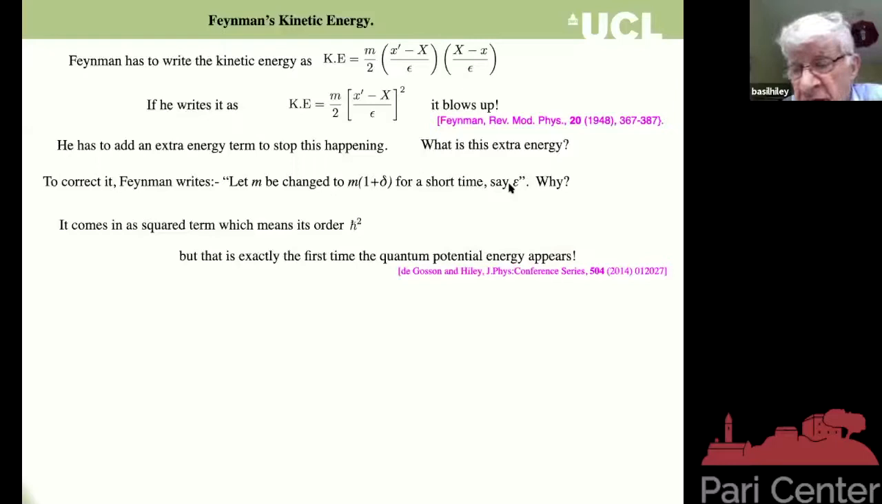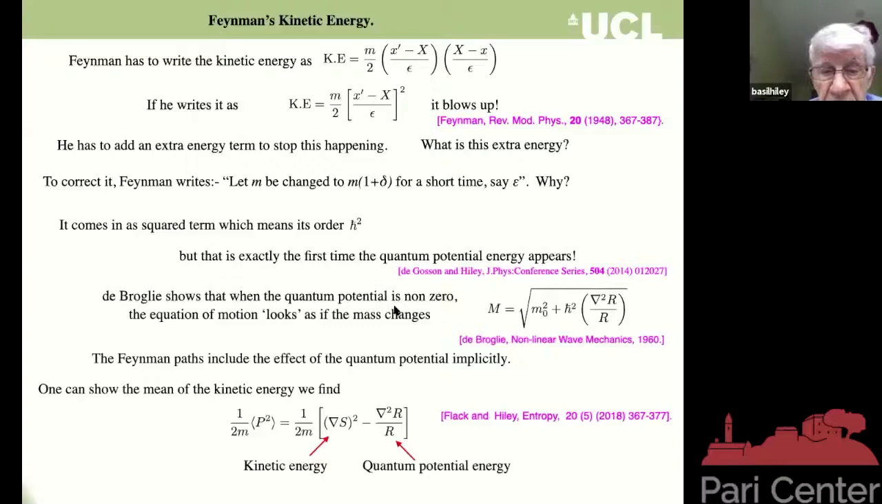But hold it. This is a squared term. And what we find, look at the work of Morris and myself, what we find is that the quantum potential never appears until you go to order h squared. So what he's missing here is the quantum potential. And if you put the quantum potential in, you get the right result.